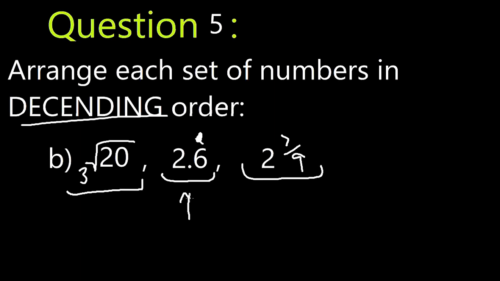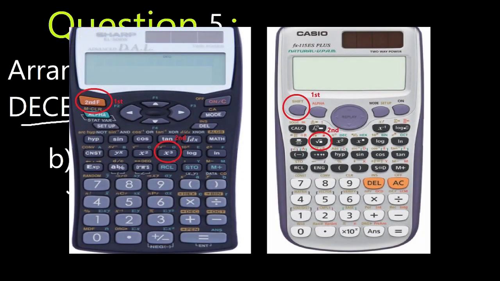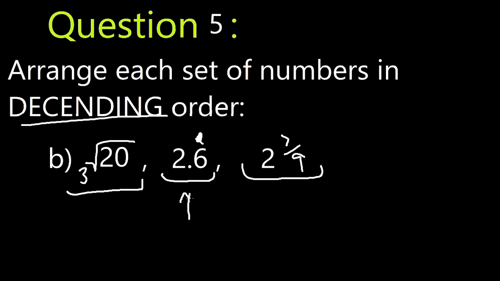So remember, we press Shift and then we press our third root button, 20, and we get roughly 2.71. The number goes on, but I'm going to round it to 2 decimal places. If we round this to 2 decimal places, we've got 2.67. Hopefully they're not going to be too similar.